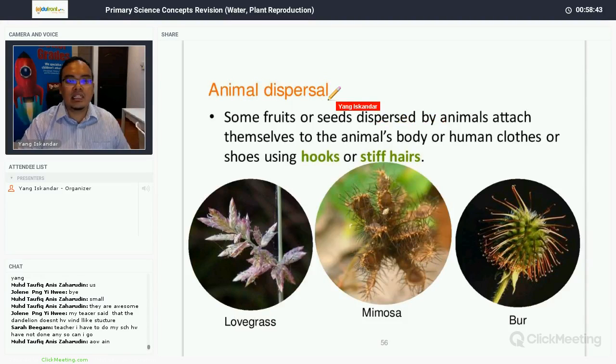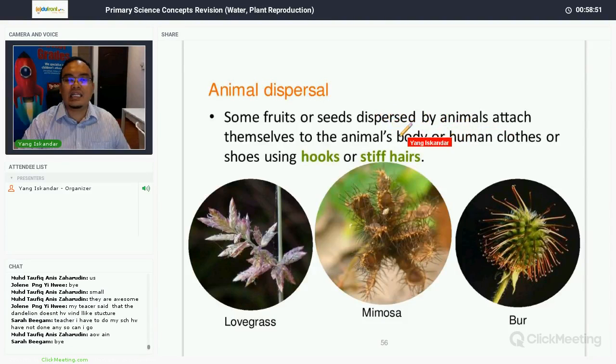Next one, dispersal by animals. Now by animals, there are two ways. One is when the fruit or the seeds are attached to the body of the animals, or human clothes. And as the animal moves around, the seeds will be dispersed to other locations.